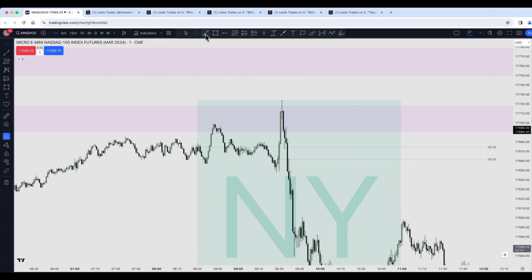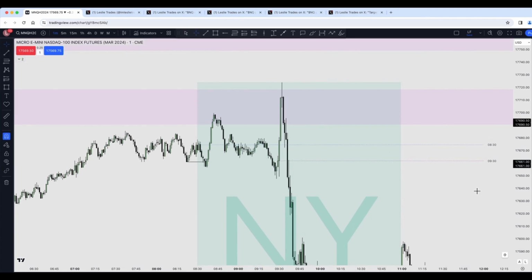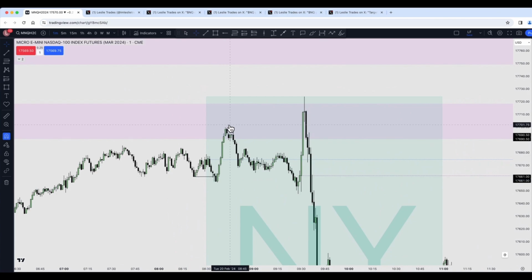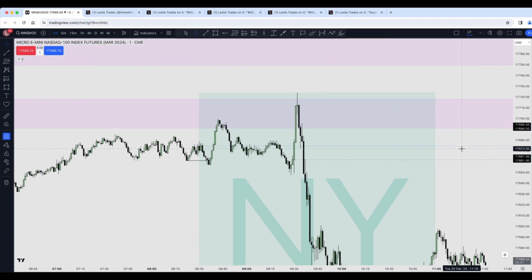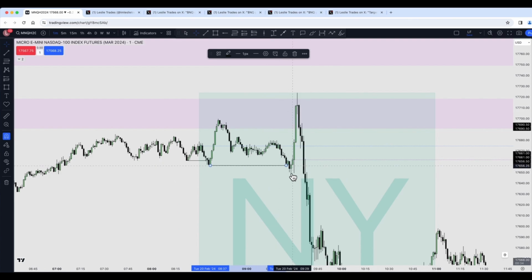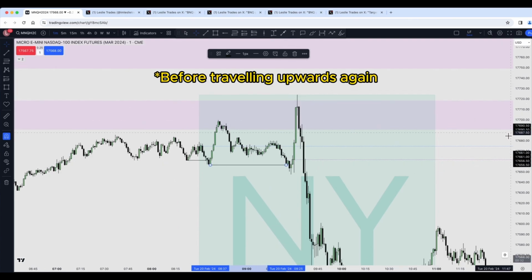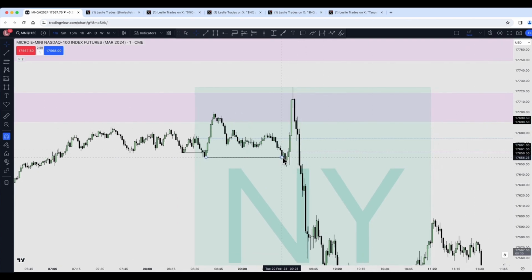We can see price took out sell side liquidity here, a little bit of a Judas swing before traveling upwards. That's fine, not taking part of this trade, so that's okay. A lot of traders would think that price will eventually go upwards and get caught off guard. And you can see that price eventually traveled down here, taking more liquidity off the traders, stopping them out, traveling upwards again.